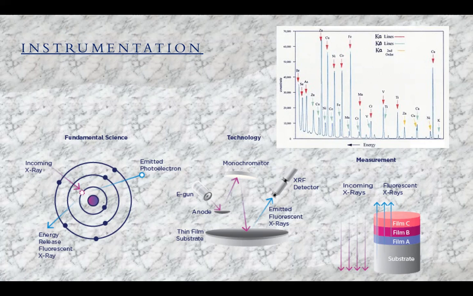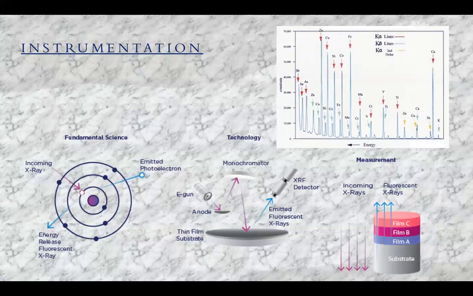That braking radiation is then redirected into a monochromator, which takes our wavelength band and narrows it for redirection into our sample, where the X-rays go into the atom and cause an electron to be emitted, which gives off fluorescent X-rays, which are directed into our detector for analysis on our computers.